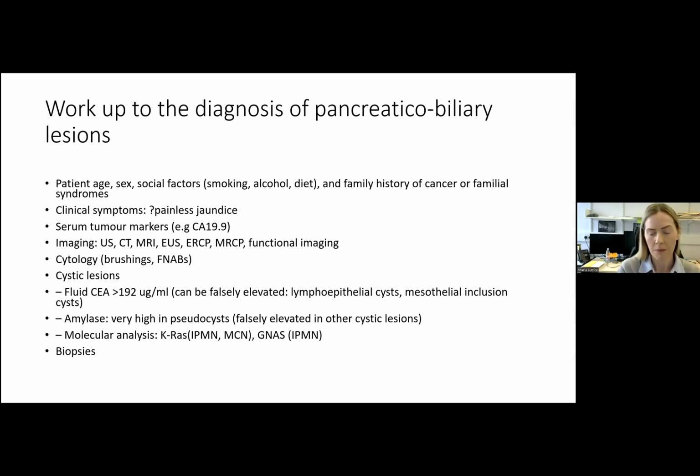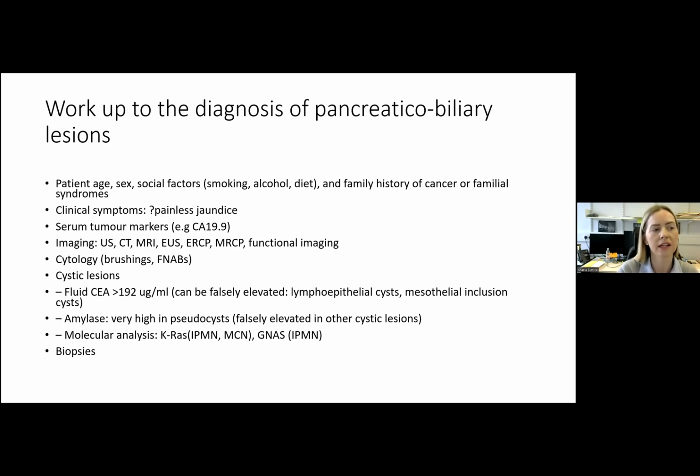But essentially, before I start reporting pancreatobiliary lesions, I'd like to know a bit about the clinical background, so more about the patient's age, sex, social factors if those are available, any family history of malignancy or familial syndrome such as von Hippel-Lindau syndrome or MEN, which will predispose these patients to certain pancreatic tumours. Then also clinical symptoms. So how has the patient presented? Has the patient presented with abdominal pain, obstructive jaundice, correlated with tumour markers? And one of the tumour markers which is commonly measured in pancreatic lesions is CA19.9.